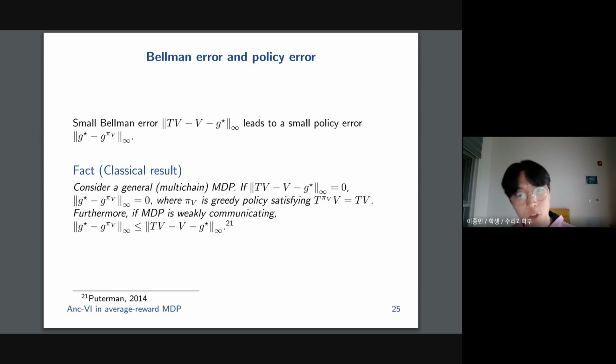And this is good news because in the discounted case, we showed that the anchoring mechanism effectively reduces the Bellman error. And if the same occurs in the average reward MDP, then we can achieve both small Bellman error and policy error.